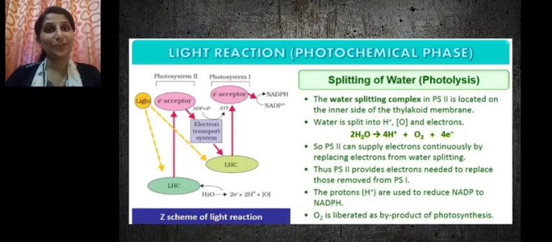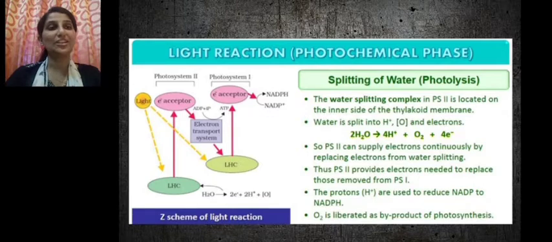Now, what is the importance of water? We learned the second event taking place in light reaction is the splitting up of water. First was absorption of light. We learned about absorption of light of different wavelengths, that is 680 nanometers and 700 nanometers. And we learned about the Z scheme of light reaction. Next is the splitting up of water.